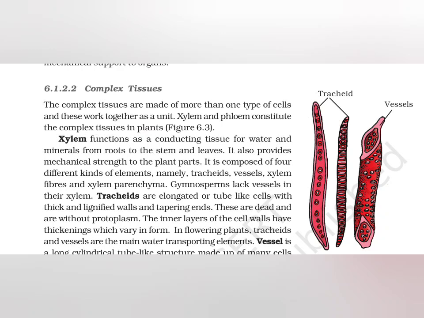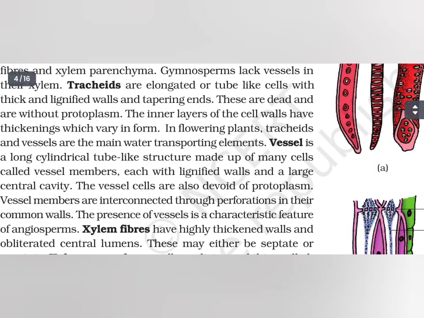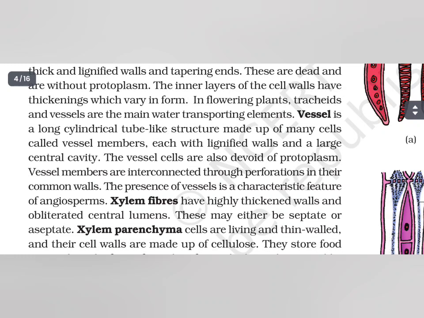It is composed of 4 different kinds of elements, namely tracheids, vessels, xylem fibers, and xylem parenchyma. Gymnosperms lack vessels in their xylem. Tracheids are elongated or tube-like cells with thick and lignified walls and tapering ends. These are dead and are without protoplasm. The inner layers of cell walls have thickenings which vary in form. In flowering plants, tracheids and vessels are the main water transporting elements.